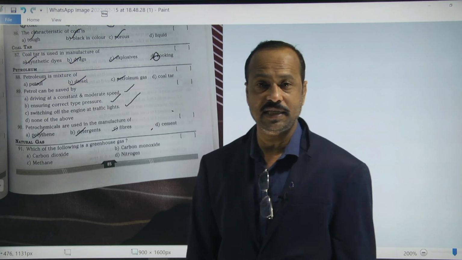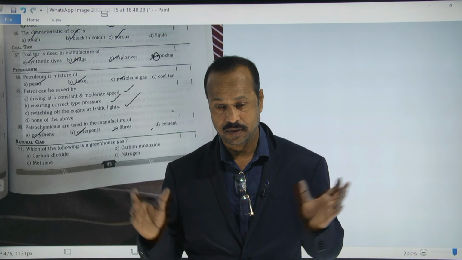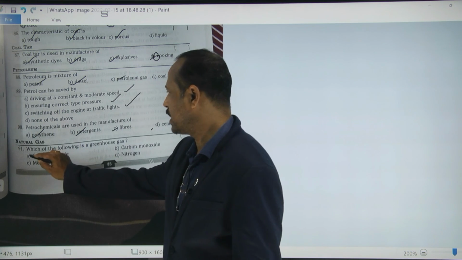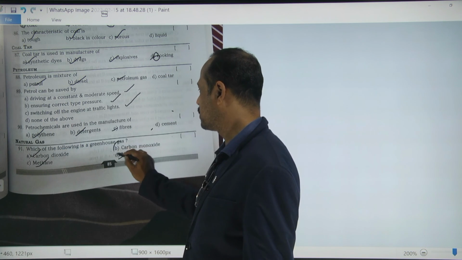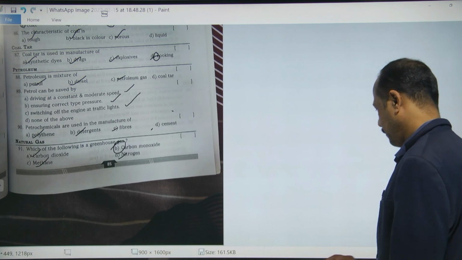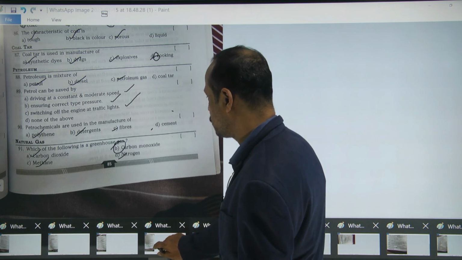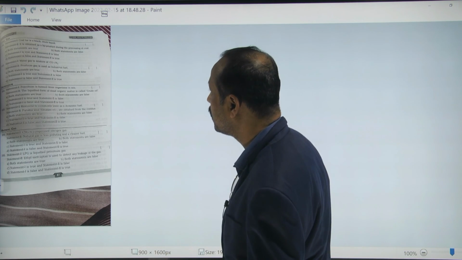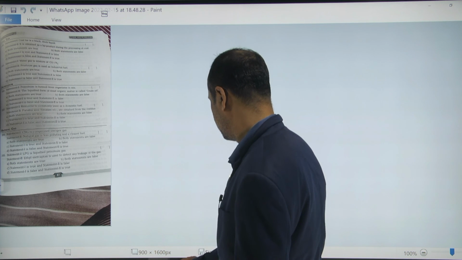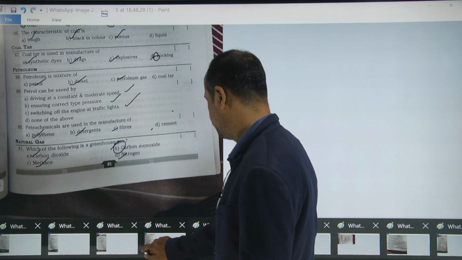Next, which of the following is a greenhouse gas? Greenhouse gases means what? Those which cause global warming. Carbon dioxide, methane, nitrogen, except this one. Okay? Which question? 91 on this? This is done.